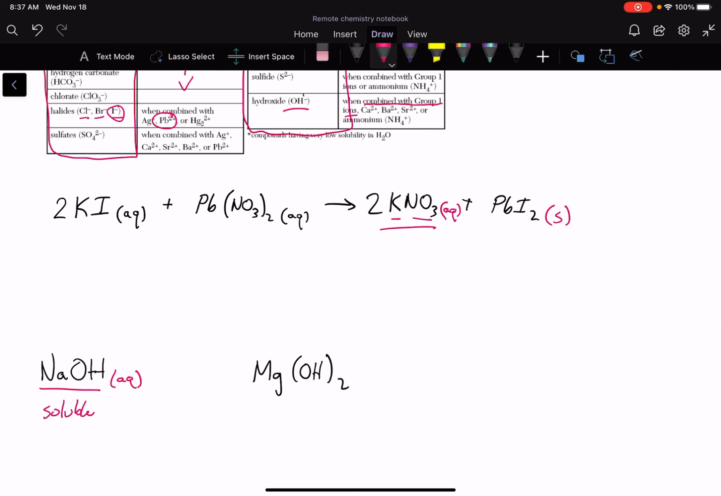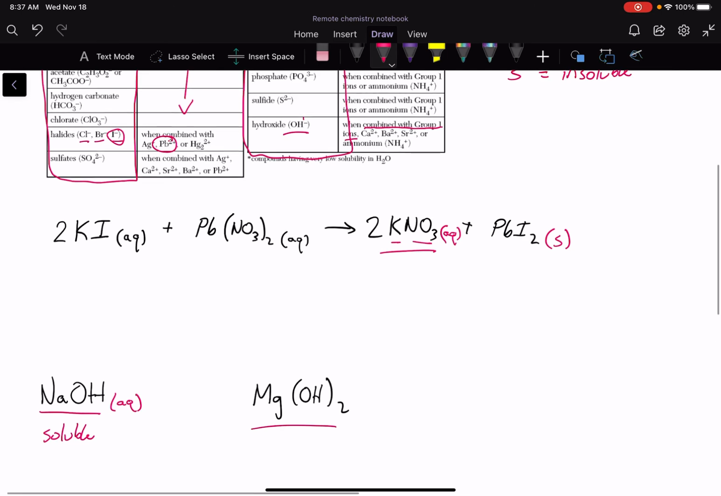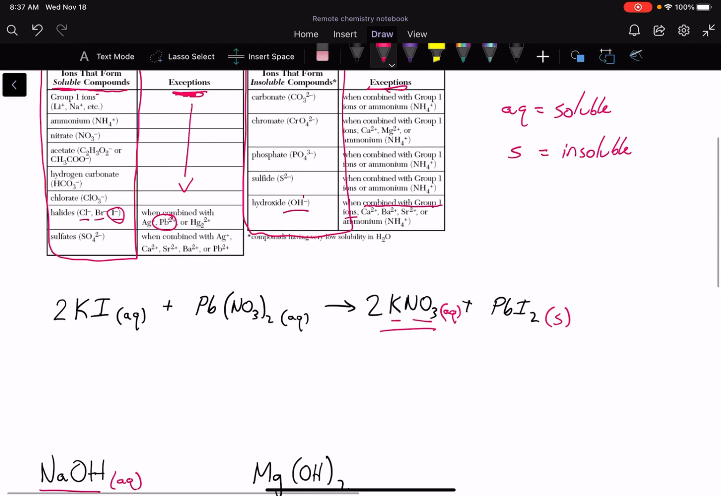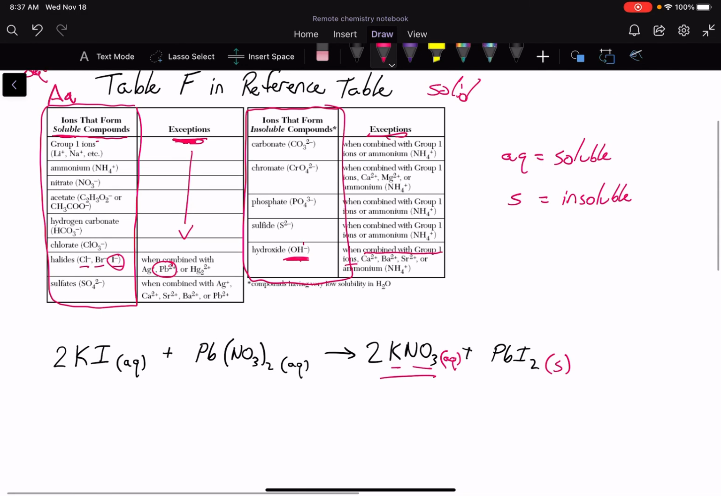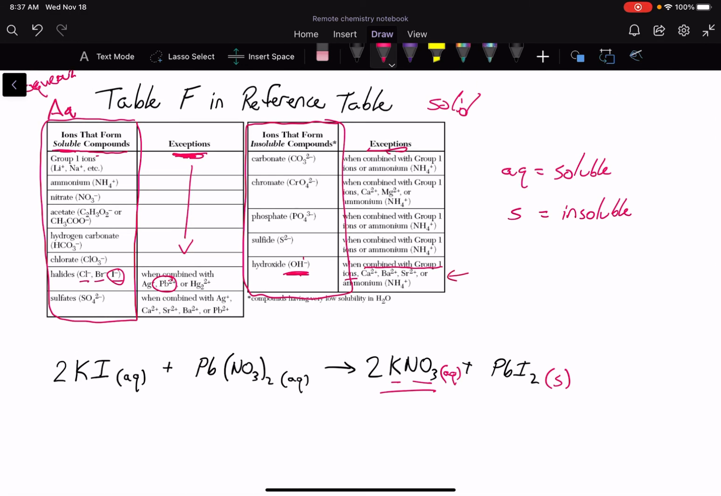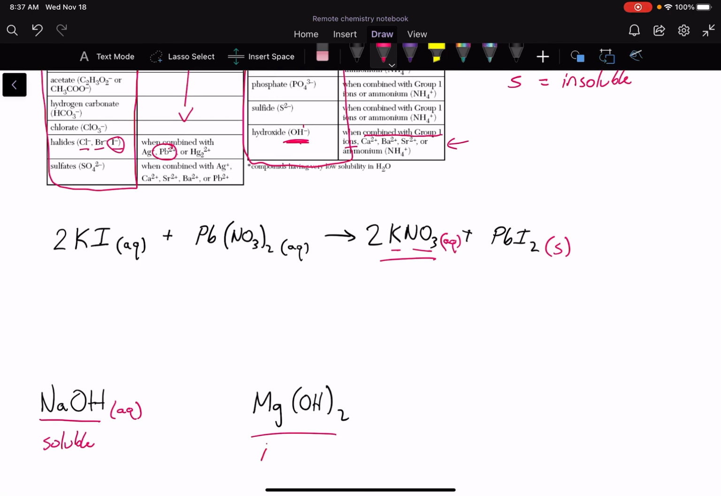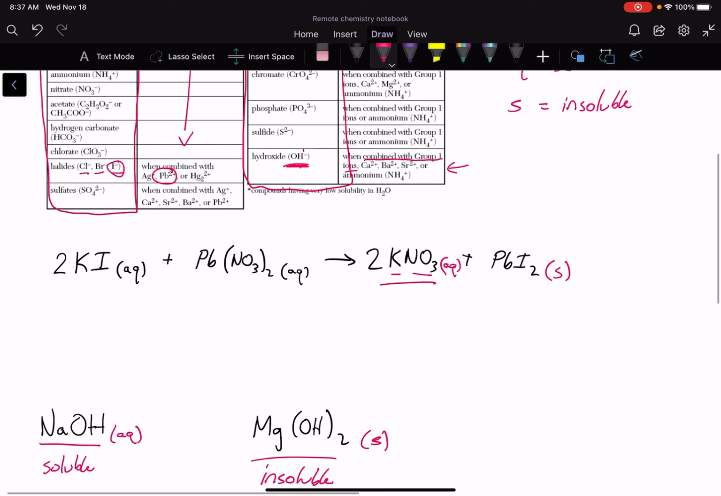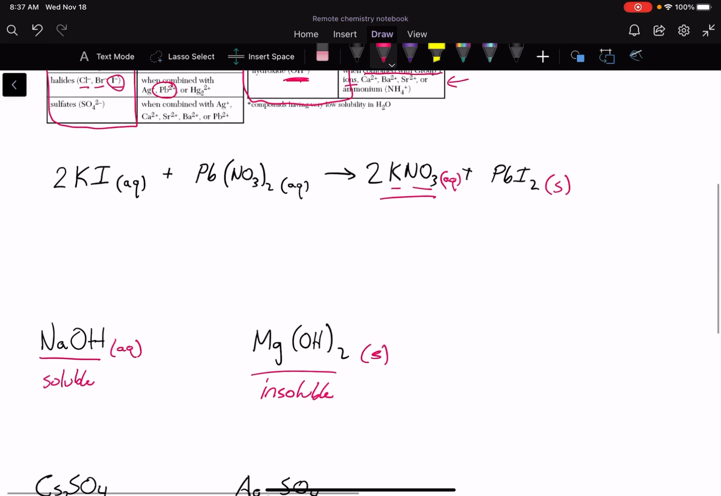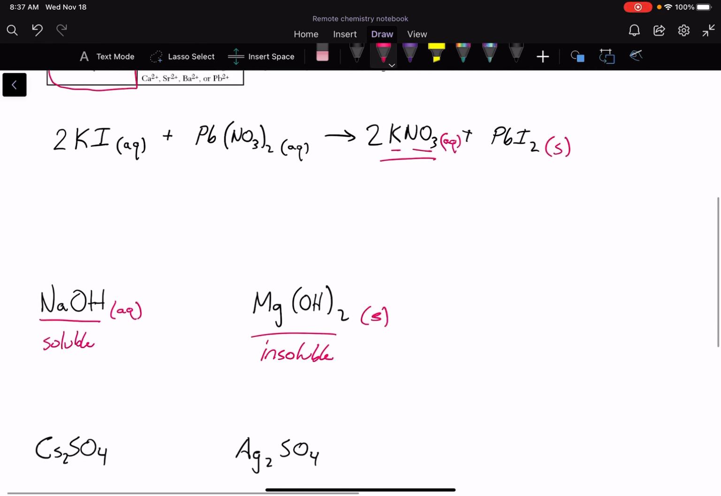Now if we look at something like magnesium hydroxide, magnesium is in group 2, so it's not a group 1 ion. And so everything that contains hydroxide is insoluble, and magnesium is not in our exceptions column. So because of that, magnesium hydroxide is considered insoluble, or doesn't dissolve in water, and that would get the S symbol for insoluble or solid. I know it's a little bit confusing, but it's important to remember that S is solid, not soluble.